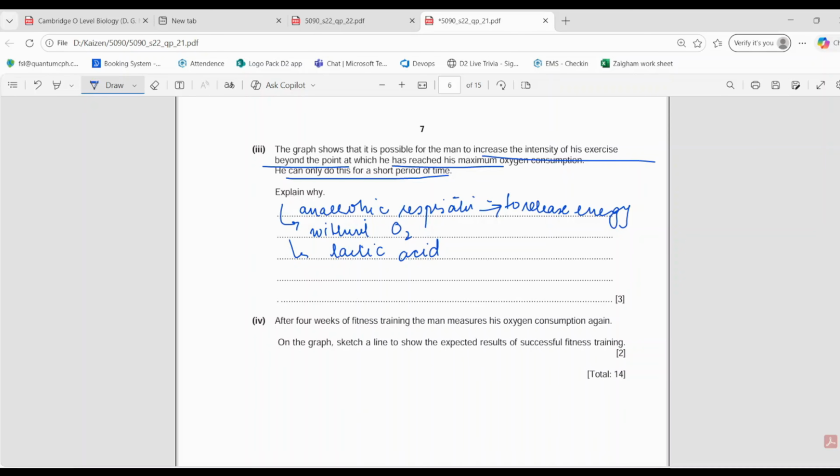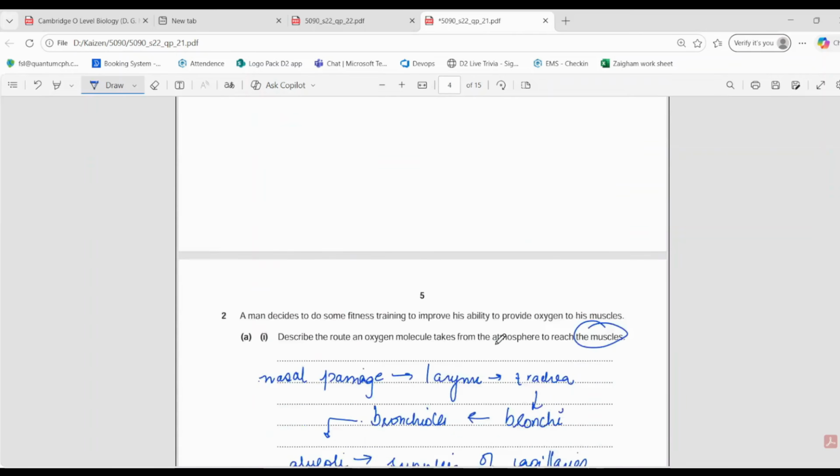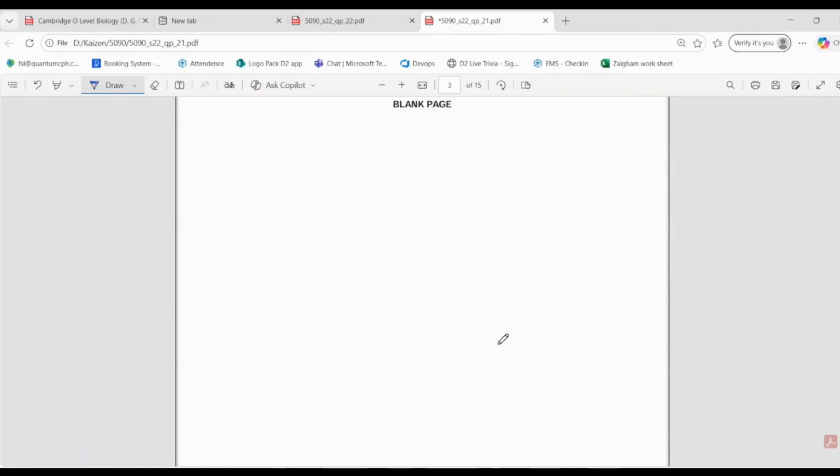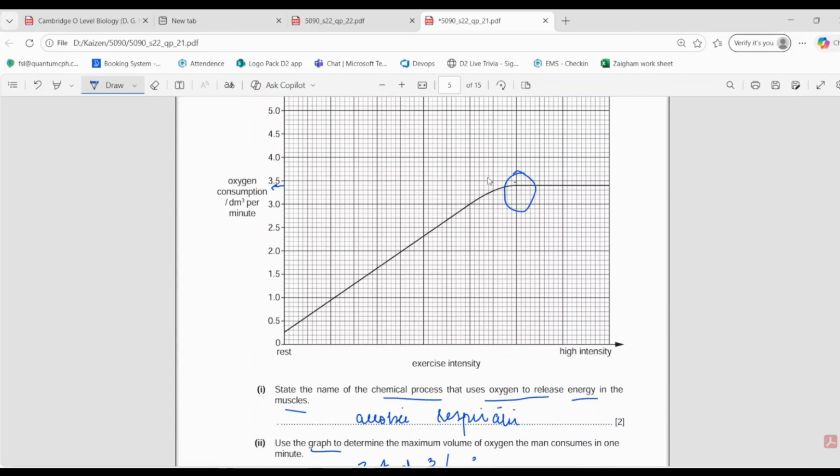Now, after 4 weeks of fitness training, the man measures his oxygen consumption again. Now sketch a graph to show the expected result. This is what I was talking about. So where's the graph? Okay, here. Now the lung capacity has been increased, so there would be more oxygen that can be inhaled. Okay.